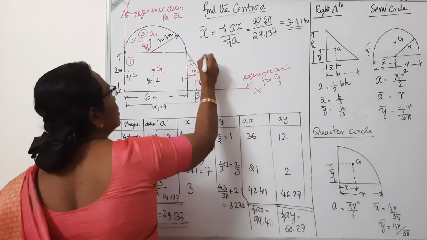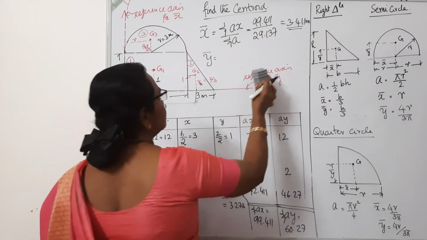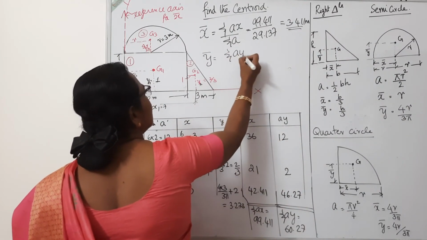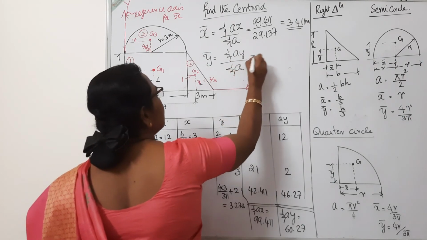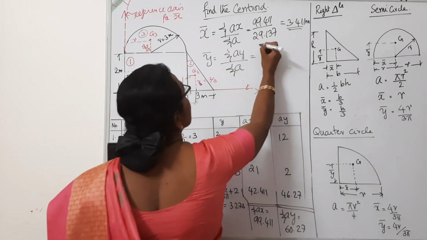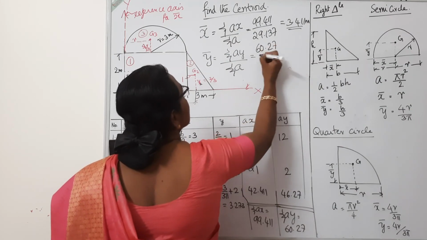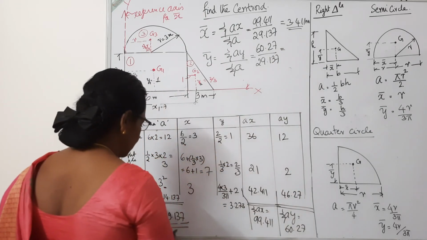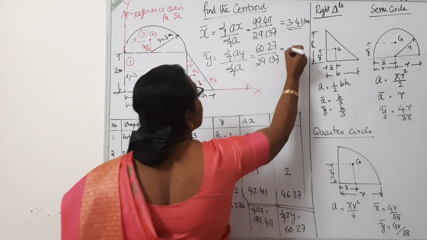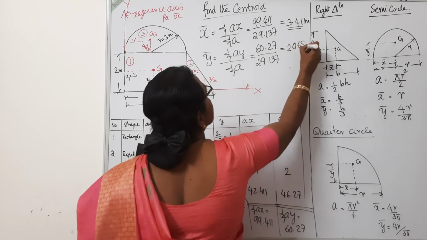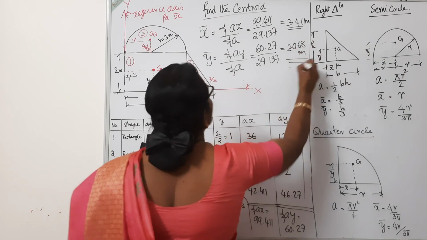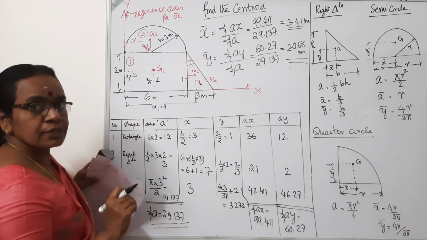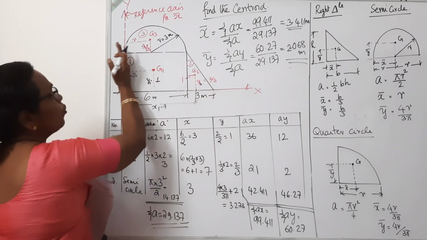Similarly, y bar is equal to sigma AY divided by sigma A. Sigma AY, 60.27, divided by the total area 29.137, is equal to 2.068. So for this entire figure, its center of gravity or centroid is located at 3.411 meters.